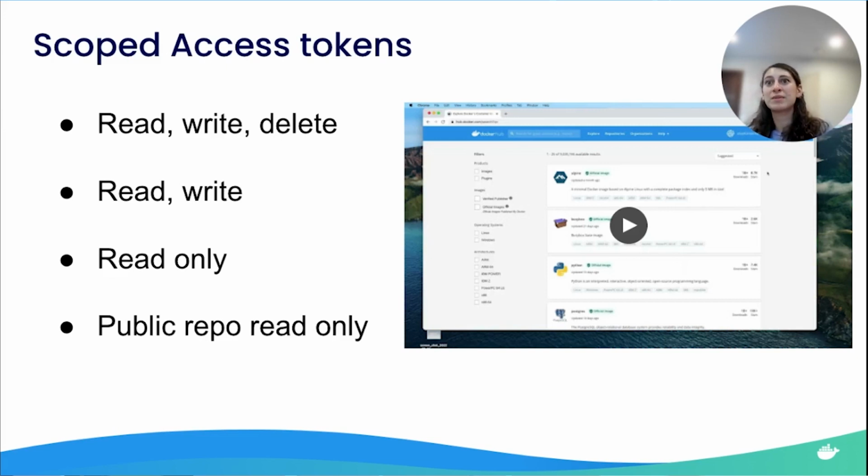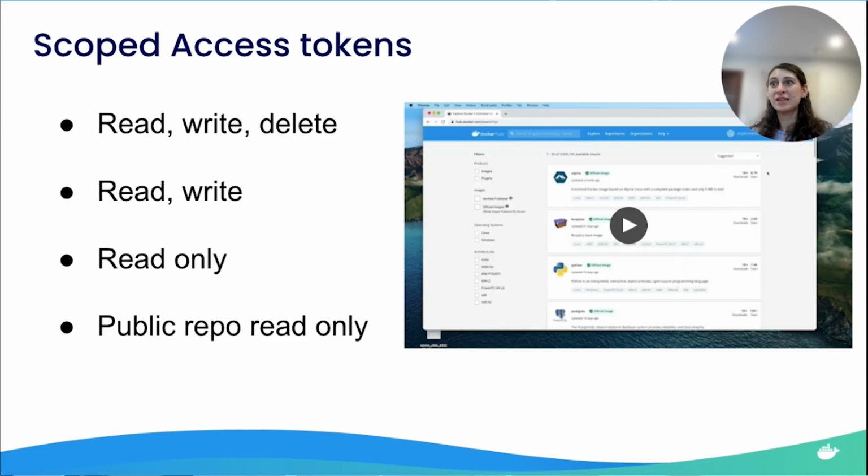And then public repo read only. This scope is reading only public content, so nothing from your team's repos would be able to be read from it. This is the most restrictive. So this is great if you want to set up a system which is just pulling Docker official images or verified content from Docker Hub or something like that.